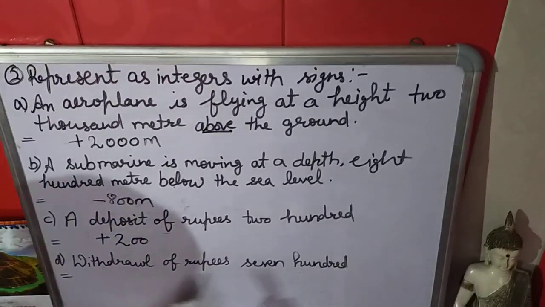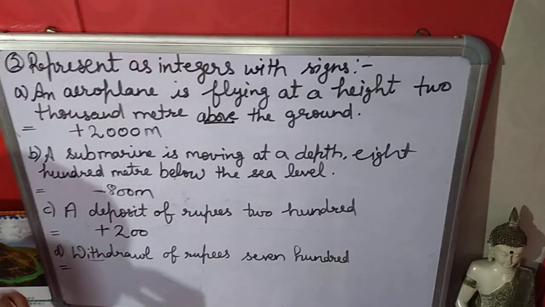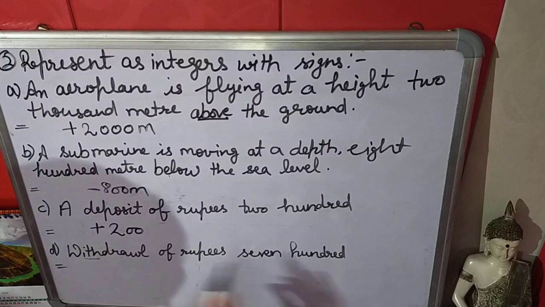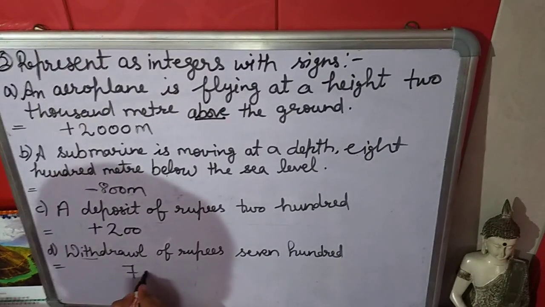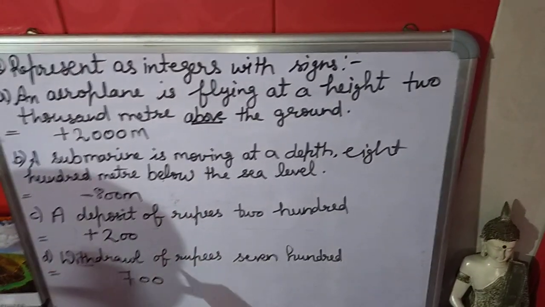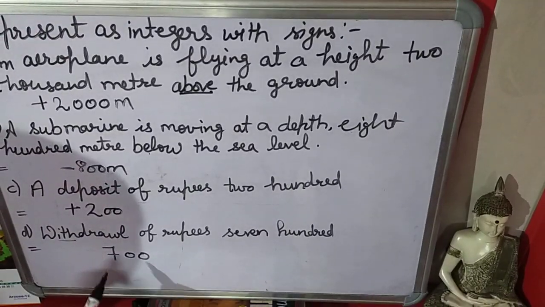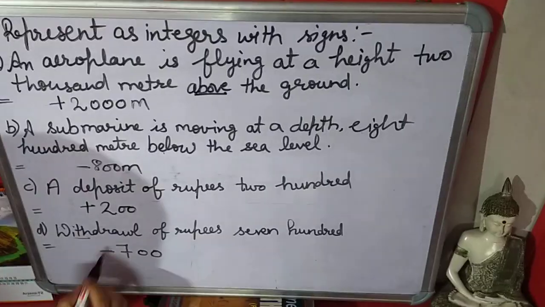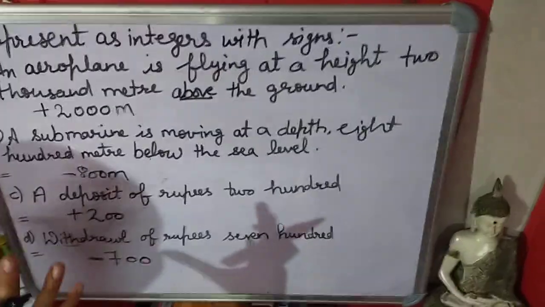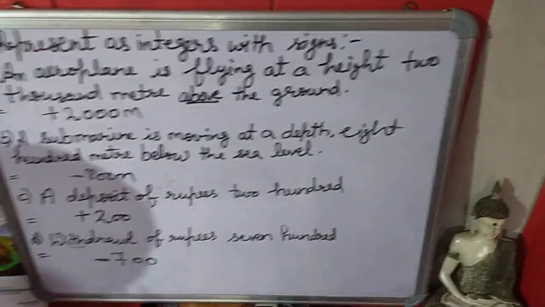Withdrawal of rupees 700. Withdrawal means किसी चीज को निकालना. You are withdrawing 700 rupees. The number is 700. If you are withdrawing, it means your amount is decreasing. The withdrawing amount should be in negative integers because withdrawing means your value is decreasing.